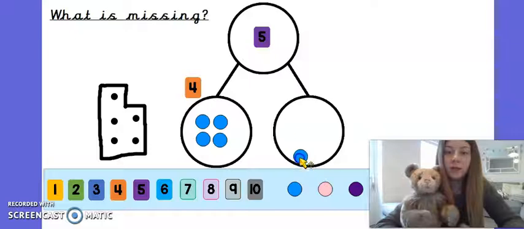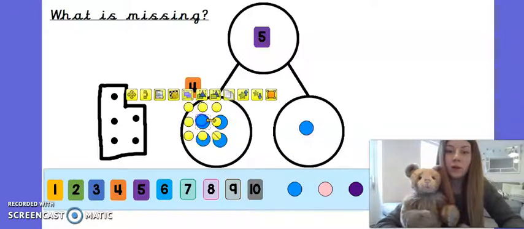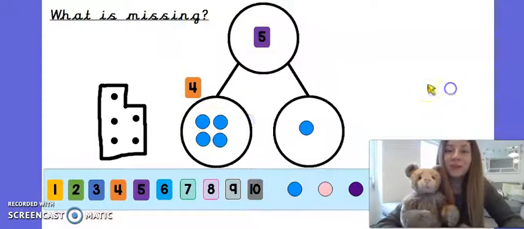So I'm going to put 1 in here to try it. 1, 2, 3, 4, and 1 more makes 5. Oh, that was lucky that time. 4 and 1 makes 5. Okay, let's have another go with another one.